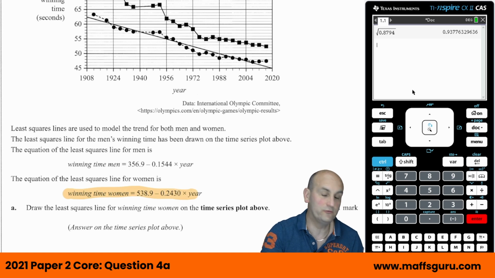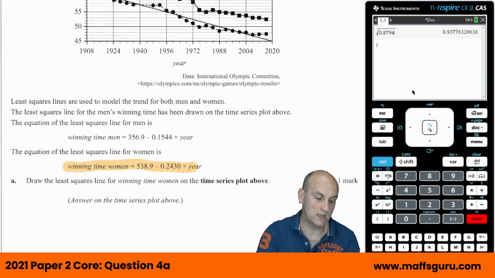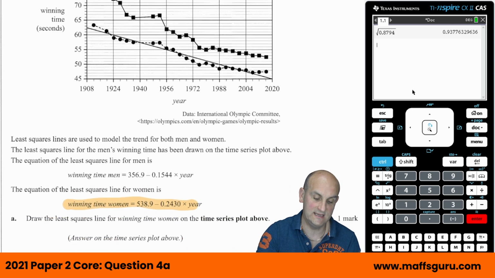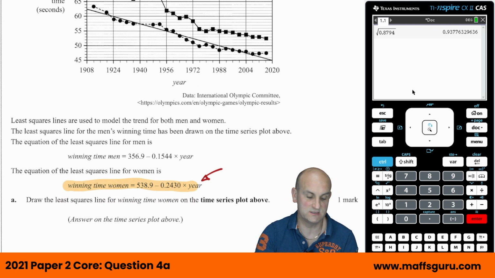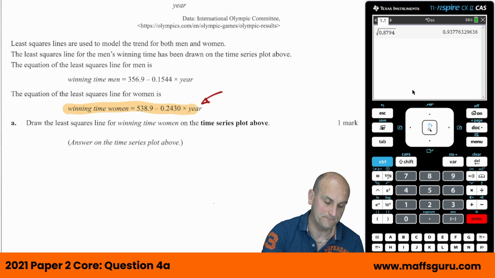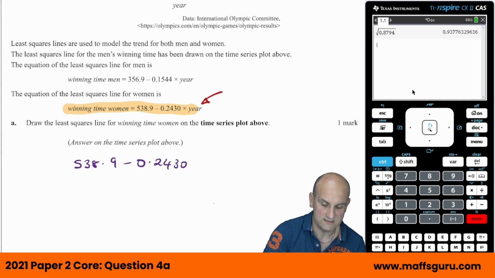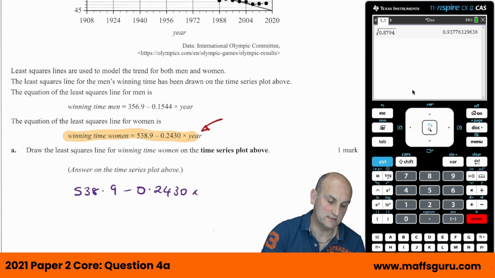Now, again, when you're having to draw this, you've got to draw it accurately. So I basically put 2 years in here. The whole point is you can put years into that equation and come out with actual data items to plot. So I put 1908 in. For my first point, I did 538.9 minus 0.2430 times 1908.